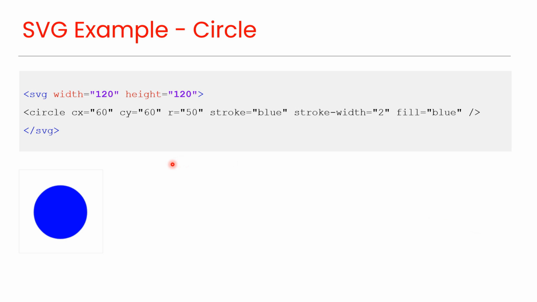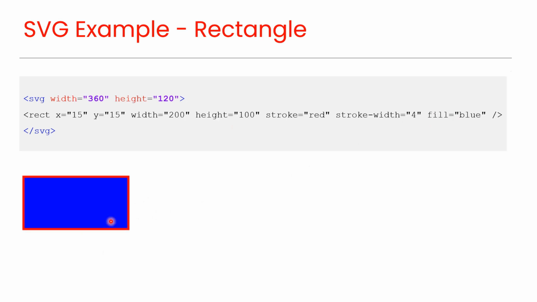SVG examples. To create a circle using SVG, you can use the circle element. As you can see in this code, this will create a blue circle. As you can see in this preview. To create a rectangle using SVG, you can use the rect element. As you can see in this code, this will create a blue rectangle. As you can see in this preview.